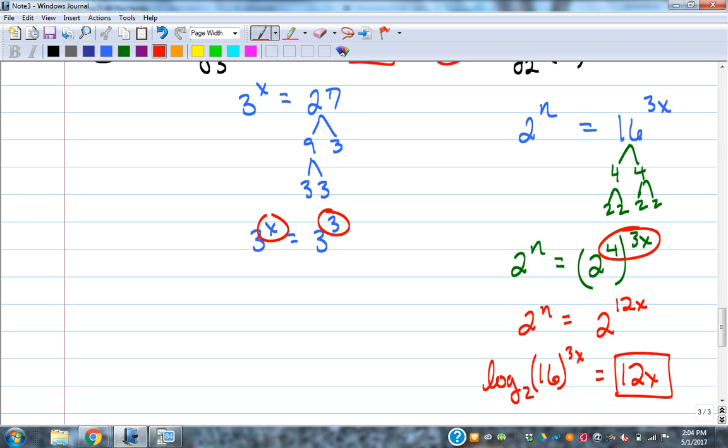And then this 16 turned into 2 to the 4th power. 4 times 3x is 12x. So this is 2 to the n, this is 2 to the 12x, so that must be 12x. So n represented all of this original thing, so that must be equal to 12x. What's going on there? You won't have too many of those in this section. You're more of the number ones, but that's one of the reasons you want to be able to do it without a calculator there.